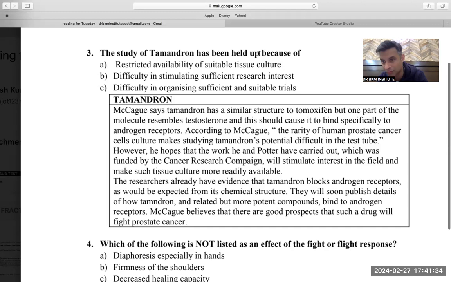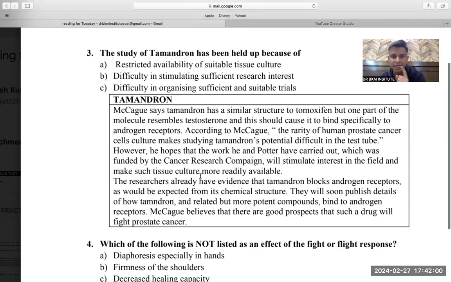Why has it been stopped? So I have to find something negative. The only negative thing given until now is the rarity of the human prostate cancer. Please understand the tone of the question as well. The study was stopped, so if you're stopping the study, there must be something negative. The rarity of human prostate cancer makes studying the temodrone potential difficult.